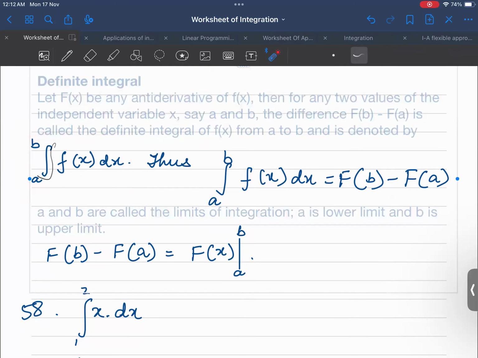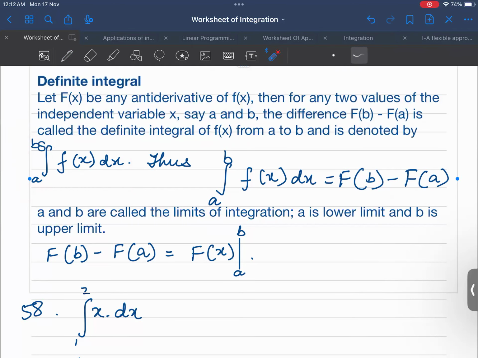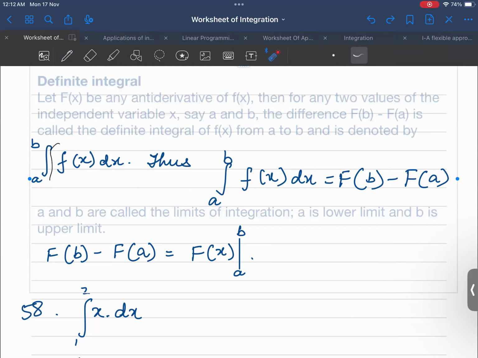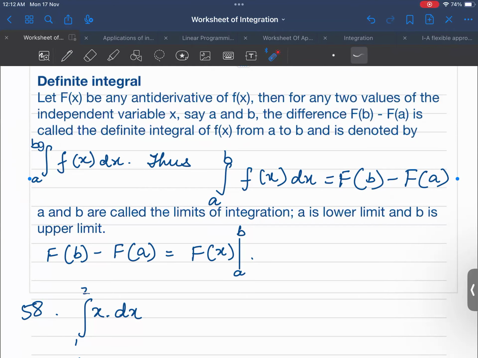Integration, just give me a second. Integration of f(x) from a to b.